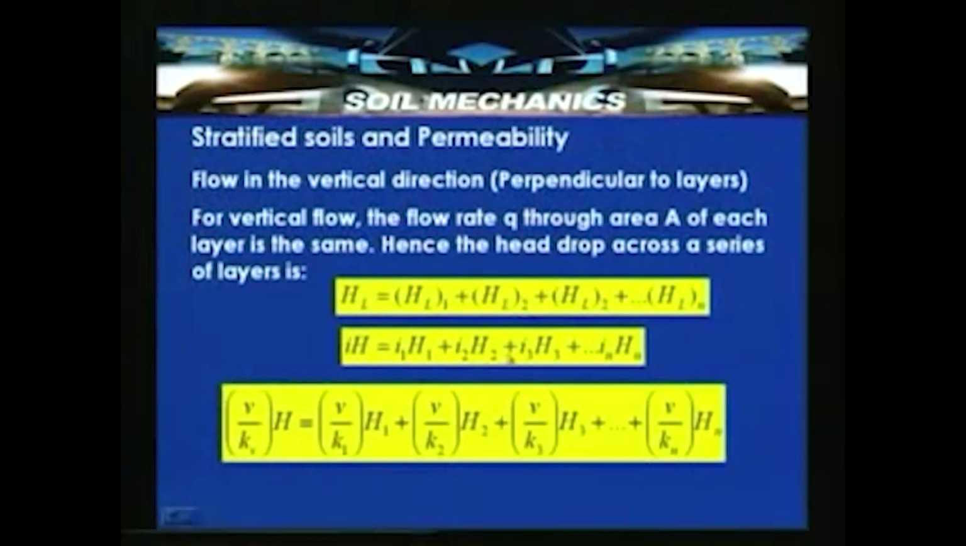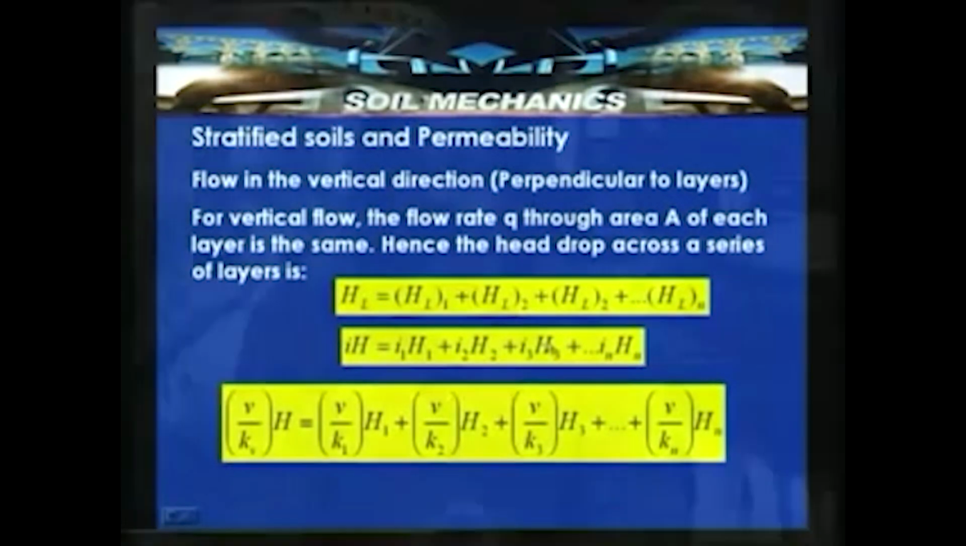Similarly, we can write i_h = i_1 h_1 + i_2 h_2 + i_3 h_3 and so on to i_n h_n. By using Darcy's law, v = k i, that can be expressed as i = v/k. Then we write v/(k_v h), where k_v is the equivalent coefficient of permeability in the vertical direction. This represents the equivalent coefficient of permeability for all the layers under consideration.